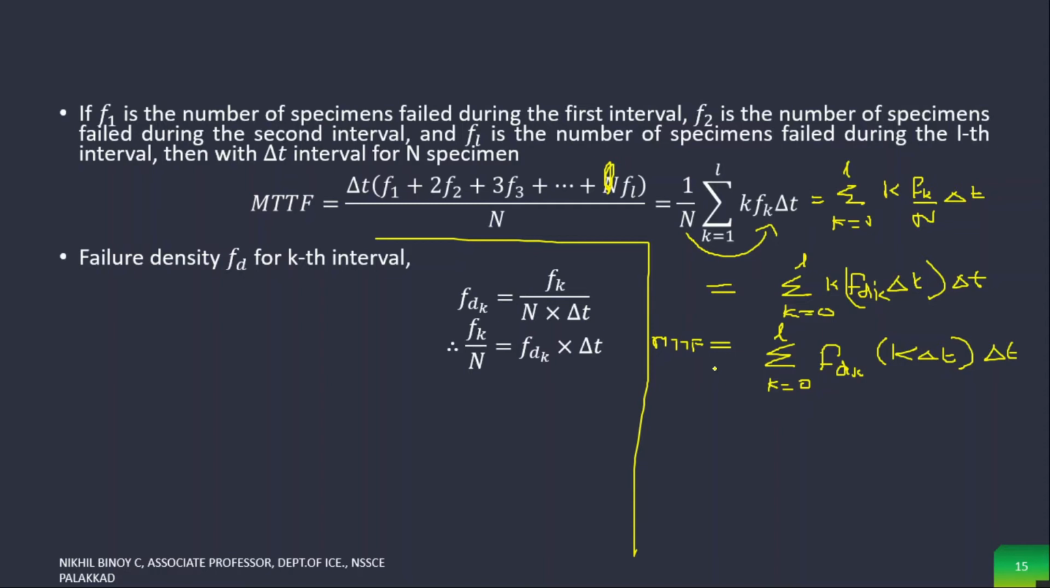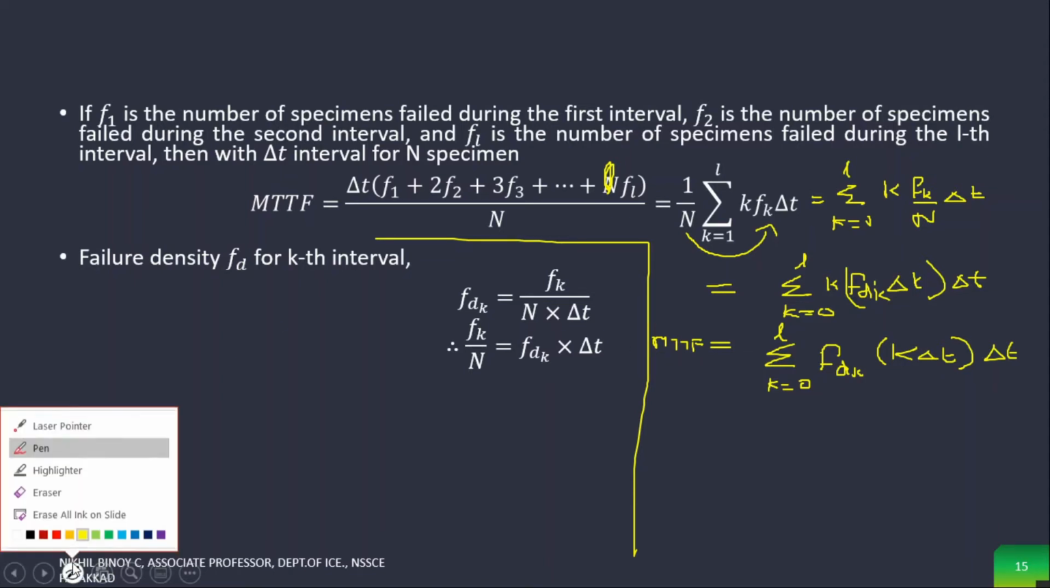For that, one condition is very important: delta T tends to 0. Otherwise, we have to write it this way. We can't replace k into delta T with T unless delta T tends to 0. Please note, later we are going to replace k into delta T with T as delta T tends to 0, because that one is the elapsed time, the completed time. K into delta T is the elapsed time or completed time.